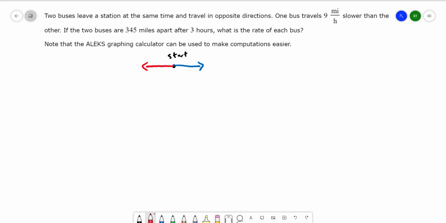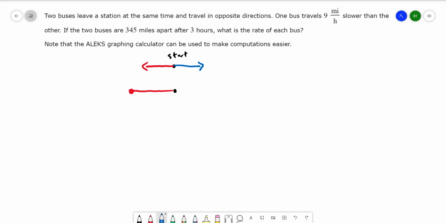So for the next sentence, it says one bus travels 9 miles per hour slower than the other. Okay, so I'm not going to really draw much with that yet. If the 2 buses are 345 miles apart after 3 hours, okay, so let's say that one bus, so we have our starting point. Let's just say that the bus represented by red gets this far. And remember, in the second sentence, they said one of them is 9 miles per hour slower.